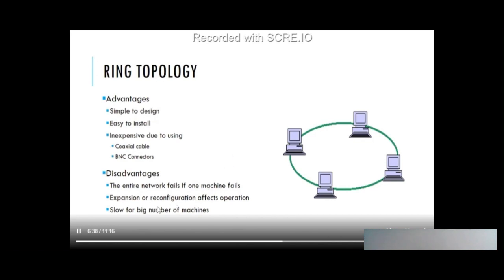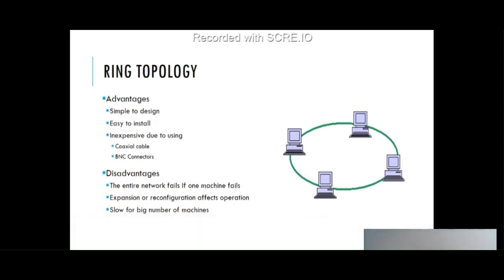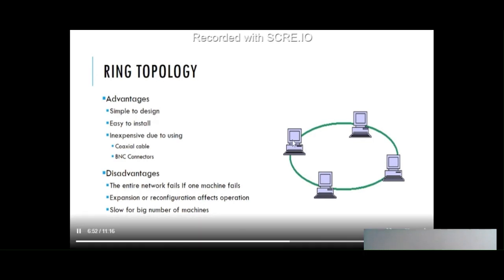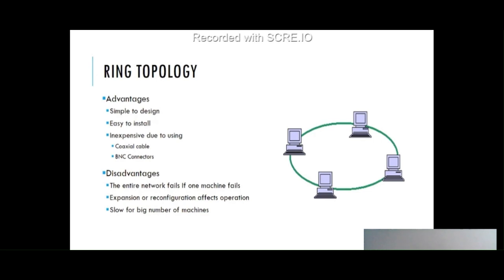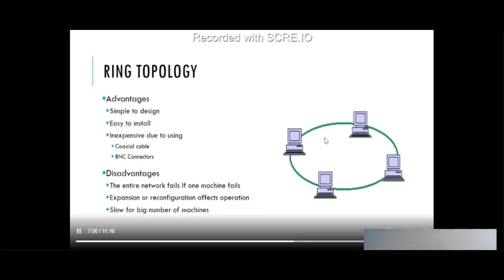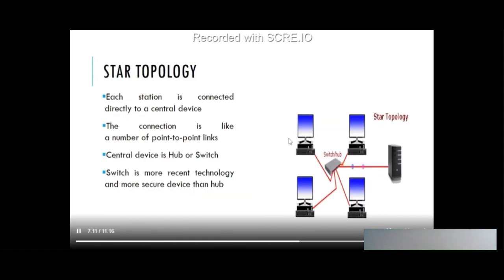Expansion or reconfiguration affects operations. That is a disadvantage. Expansion and reconfiguration affect operations, which means if you want to add more computers, then the full network goes down, not working. When you increase the computers and connect all together, only after that will it work properly. Slow for a big number of machines. If instead of 4 computers there are 10 or 15 or 20 computers, then this topology works very slowly.